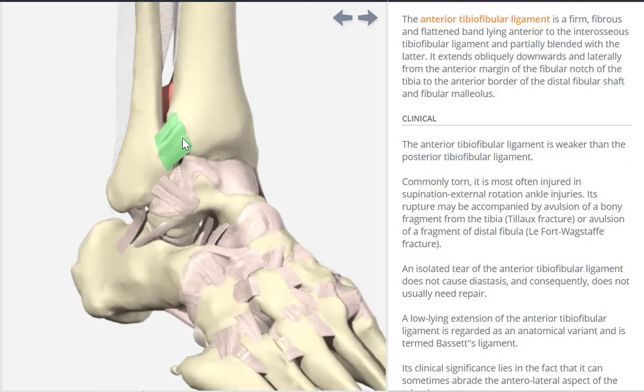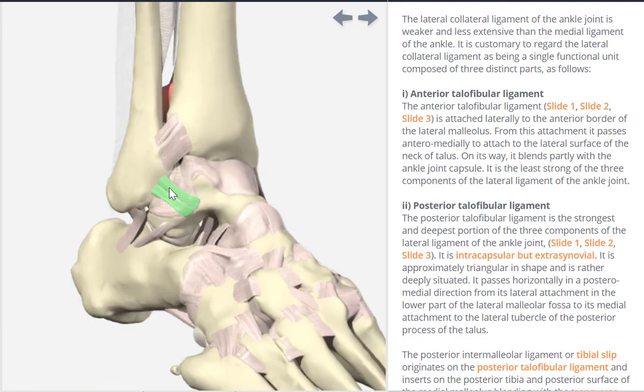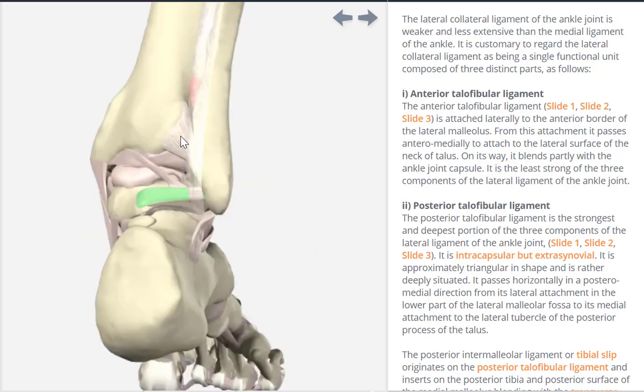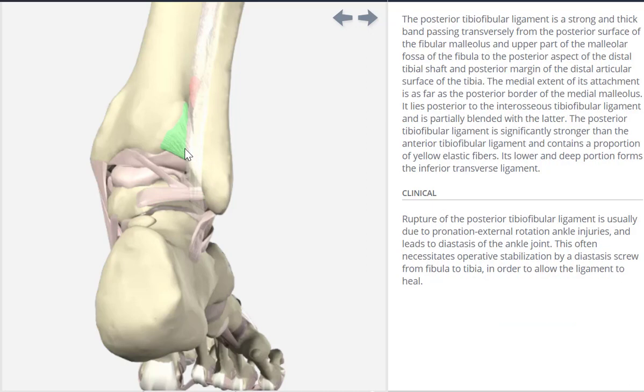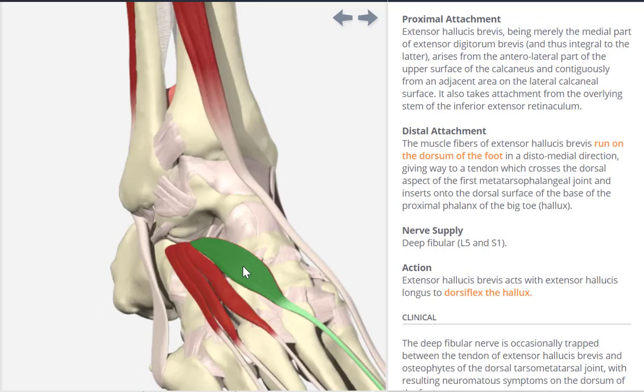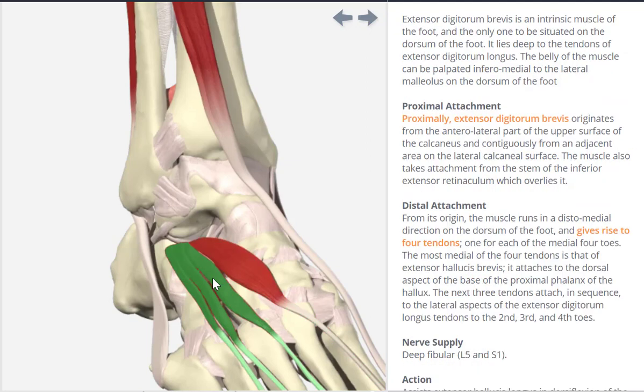Anterior tibiofibular ligament. This is the anterior talofibular ligament, lateral collateral ligament of the ankle joint. This is the calcaneofibular ligament. Posterior talofibular ligament. This is the posterior band of the tibiofibular ligament, extensor hallucis brevis, extensor digitorum brevis.